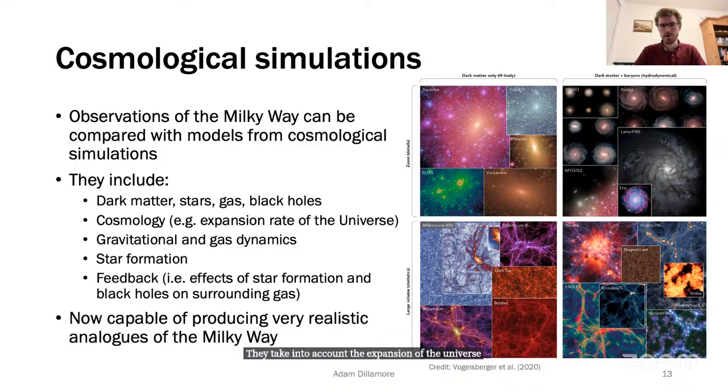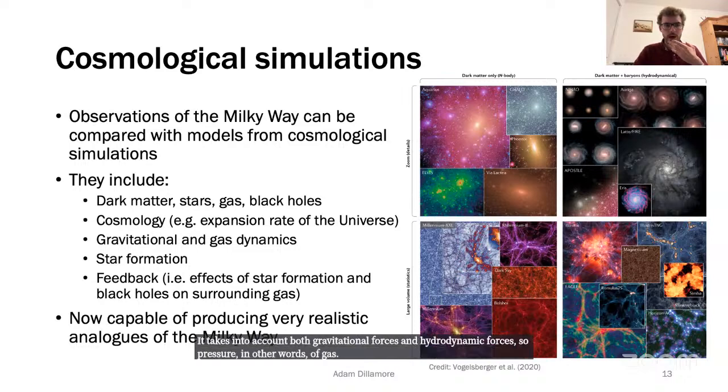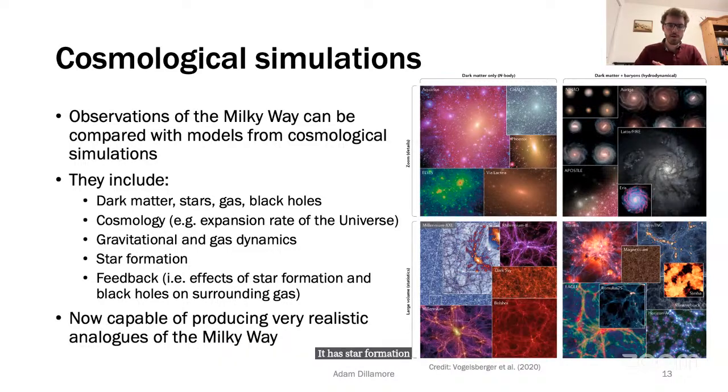So you start off with cosmological parameters like the fraction of matter, that's like the dark matter fraction and so on. And the universe would expand. It takes into account both gravitational forces and hydrodynamic forces, so pressure, in other words, of gas. It has star formation, so you just start off with a sea of gas. Then once the gas particles in the simulation reach certain conditions, they will form stars.